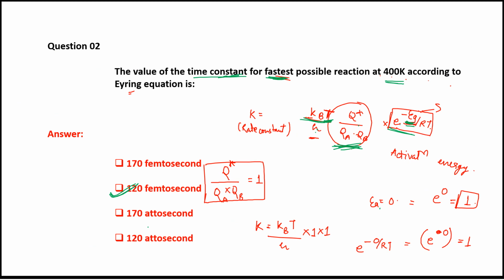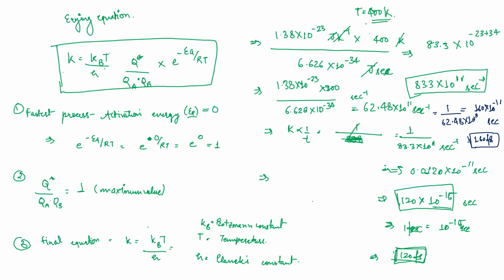Now, if you are asked to calculate the time constant value, you can just take the reciprocal of that, and therefore you will get your answer. Here in this case, we got our answer to be 120 femtoseconds for temperature T equals 400 Kelvin. Just as a trial, we also calculated the time for T equals 300 Kelvin, and we found that the time comes to be 160 femtoseconds.